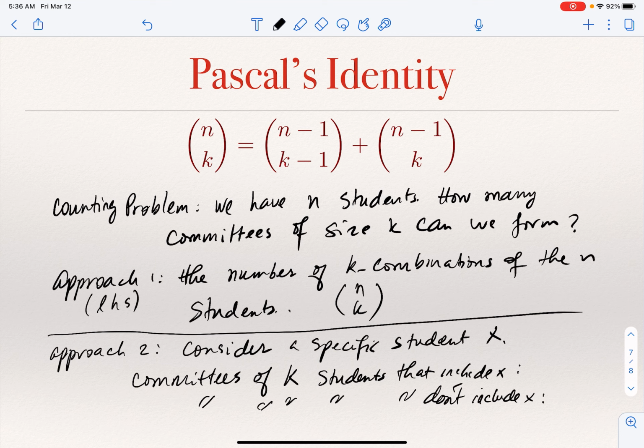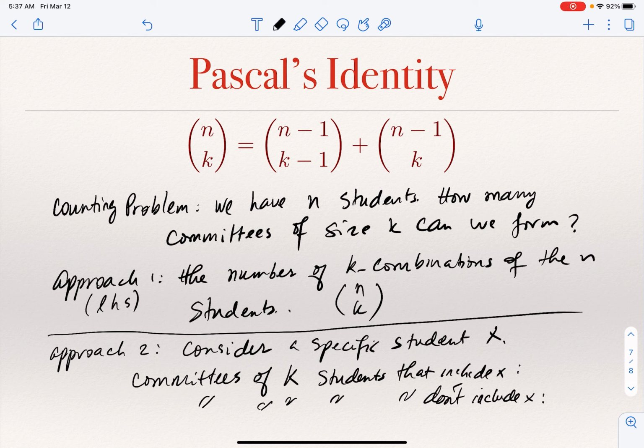What do I mean by this? When you are taking a committee of size k from a set of n students, take any student in the group, and let's call that student X. Then when you take a committee of size k, you have one of two options: either student X is in that committee, or student X is not in that committee. So when we count the number of committees of size k, let's count the number of committees that have student X in them, and the number of committees that do not have student X in them.